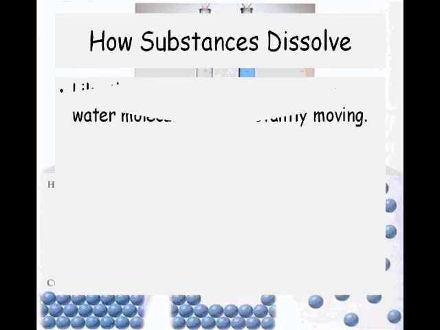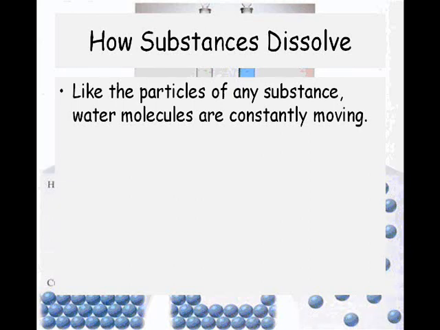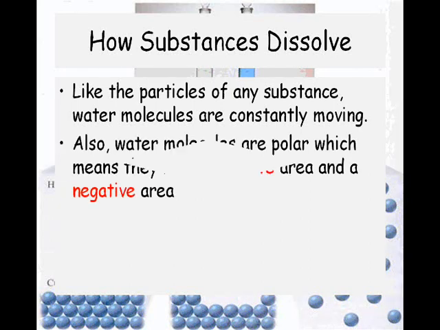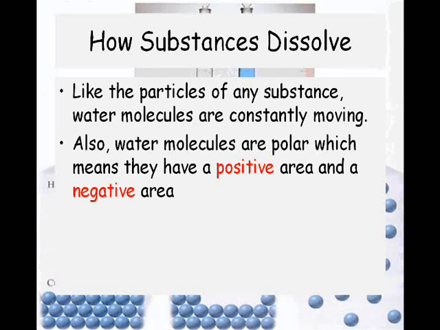Now, how do substances dissolve? Like the particles of any substance, water molecules are constantly moving. Since water molecules are polar, and what we mean by polar is that they have two opposite poles, a positive area and a negative area. In H2O, the hydrogen and oxygen do not share their electrons equally, so that makes the oxygen a little bit more negative and the hydrogen a little bit more positive.